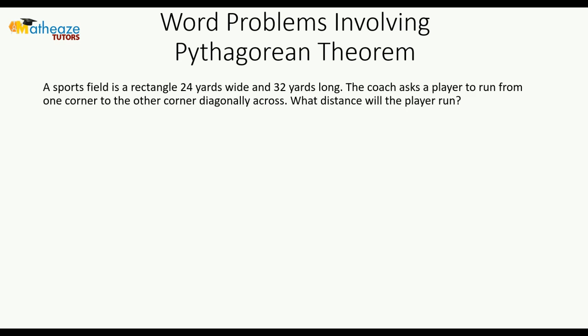Let's take a look at this example. A sports field is a rectangle 24 yards wide and 32 yards long. The coach asks a player to run from one corner to the other corner diagonally across. What distance will the player run?